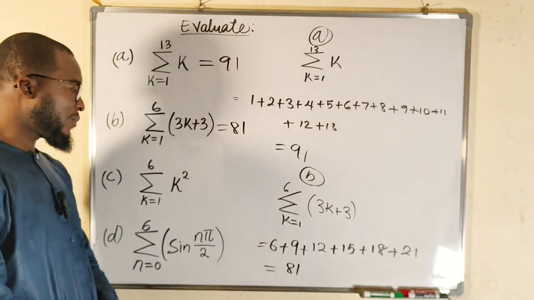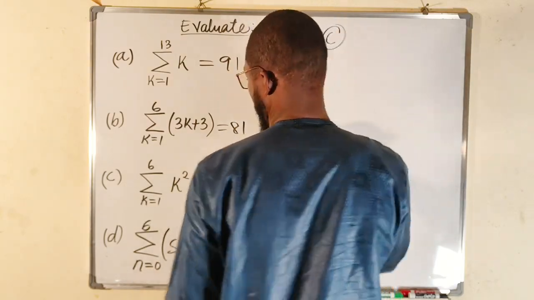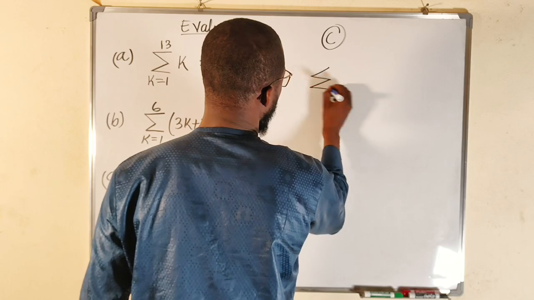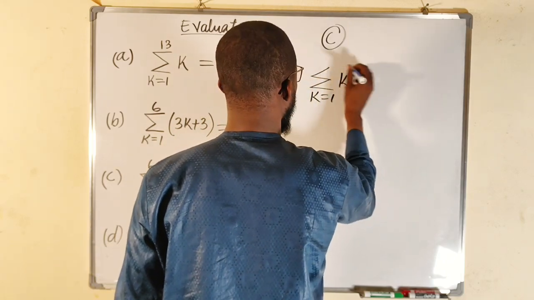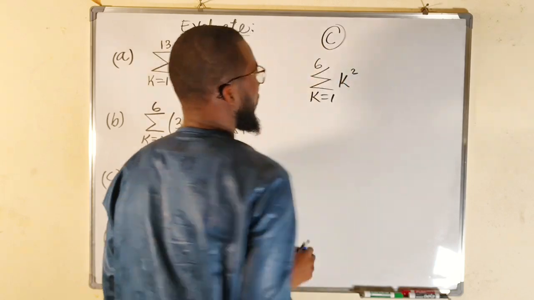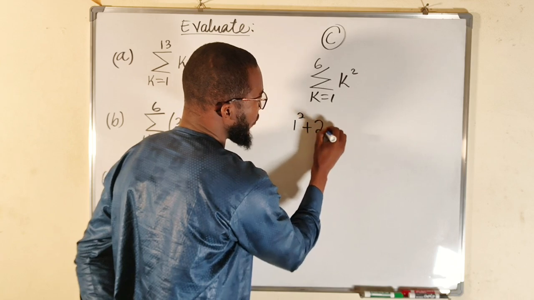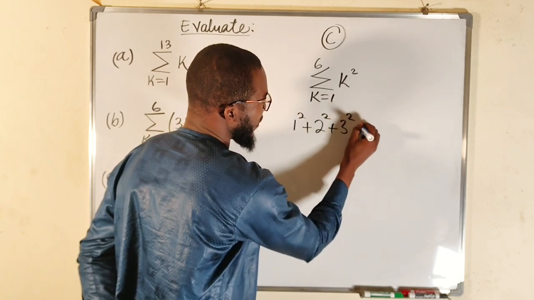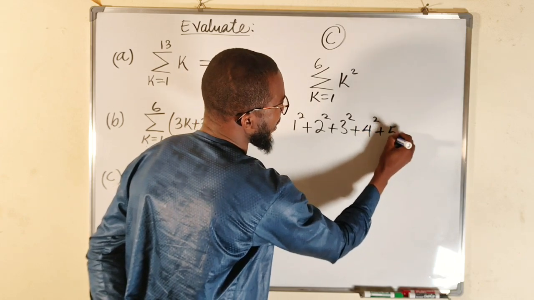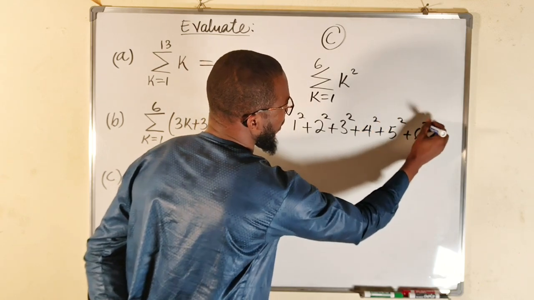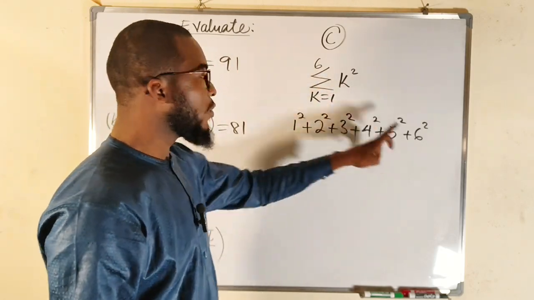Let's come down here. So the C part, we would like to evaluate the summation of k squared from 1 up to 6. If you take 1, you square that. You take 2, you square that. You take 3, square that. You take 4, you square that. You take 5, you square that. You take 6, you also square that. This is what it means, for which k begins with 1 and stops at 6.